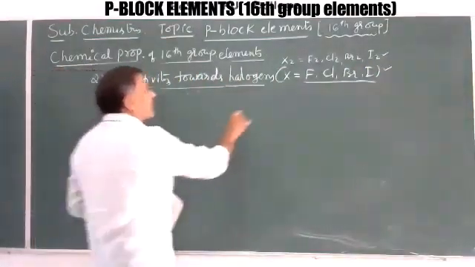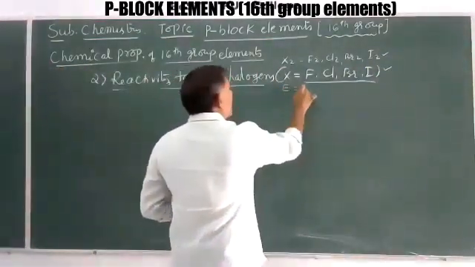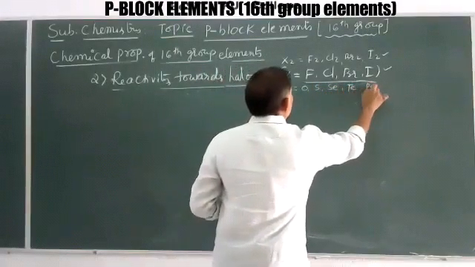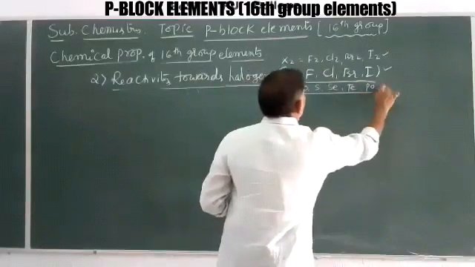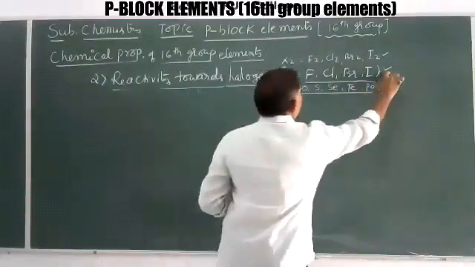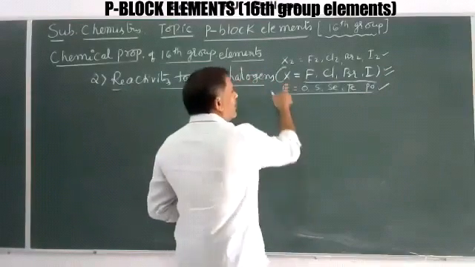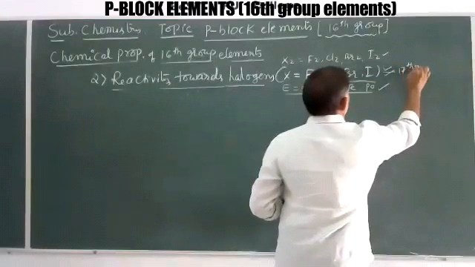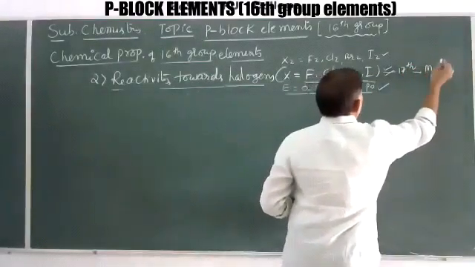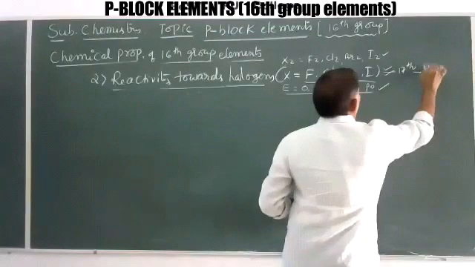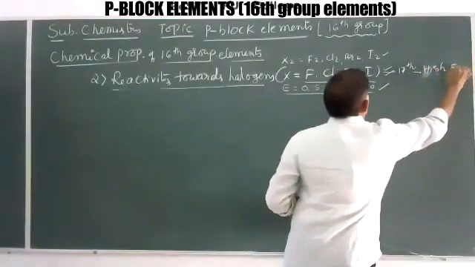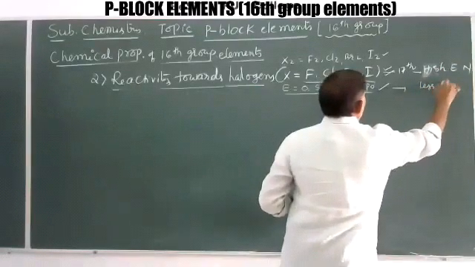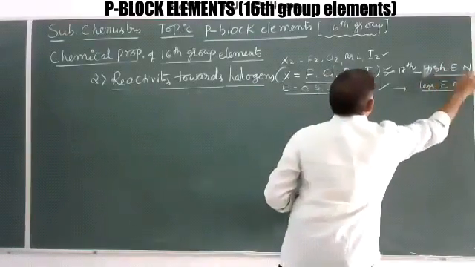Your E elements are oxygen, sulfur, selenium, tellurium, and polonium. These are the 16th group elements, and these are 17th group elements. Generally, 17th group elements are more electronegative than these 16th group elements, which generally have less electronegativity.